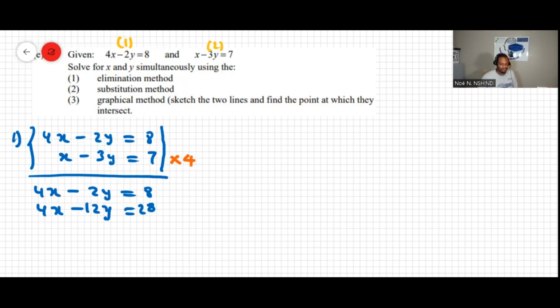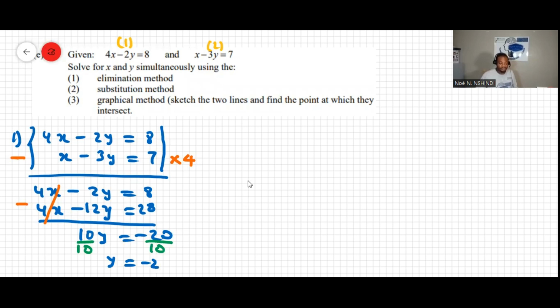So if I do 4x minus 4x, now I'm minusing the equations. 4x minus 4x falls. Negative 2y minus 12y, this will make negative 2y plus 12y, so this makes 10y. And then 8 minus 28 is negative 20. Now to get the value of y, I divide both sides by 10, and then y will be equal to negative 2.